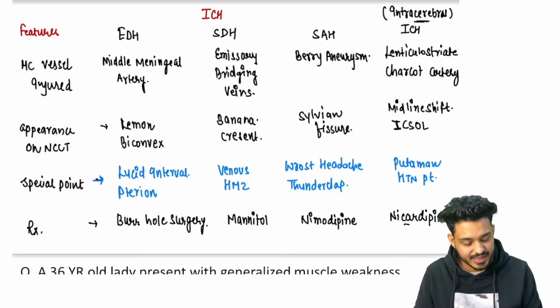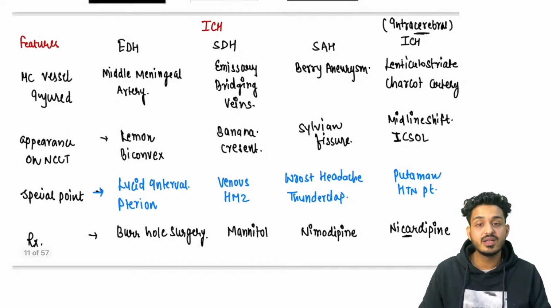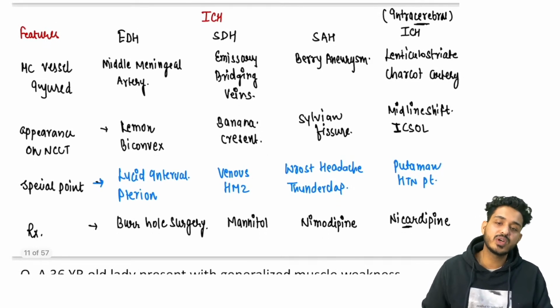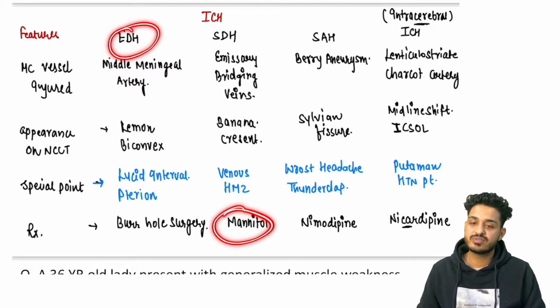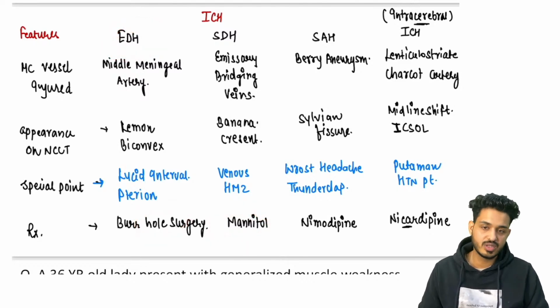Okay, you can simply remember cerebral. In intracerebral what will we give? C for C, you can remember like that. So intracerebral you will be using what? Nicardipine. Nimodipine you will be using in the cases of subarachnoid hemorrhage. In the cases of SDH you will be using mannitol. In the cases of EDH you will be doing the burr hole surgery, right?